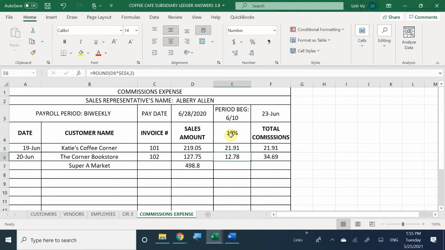All right. Okay, so that means every time he makes a sale, we're just going to be collecting all the information. So we're having a running total so we know how much we owe him at every given time. Okay, so far he's earned $34.68.